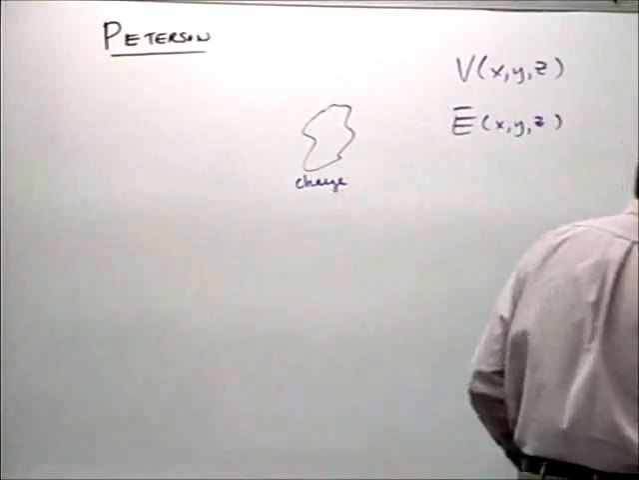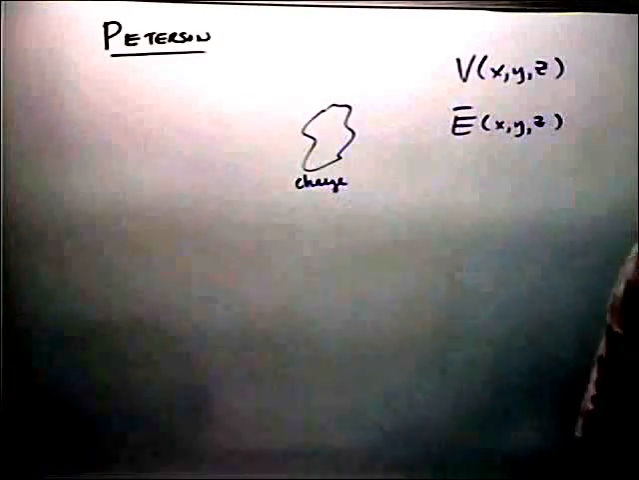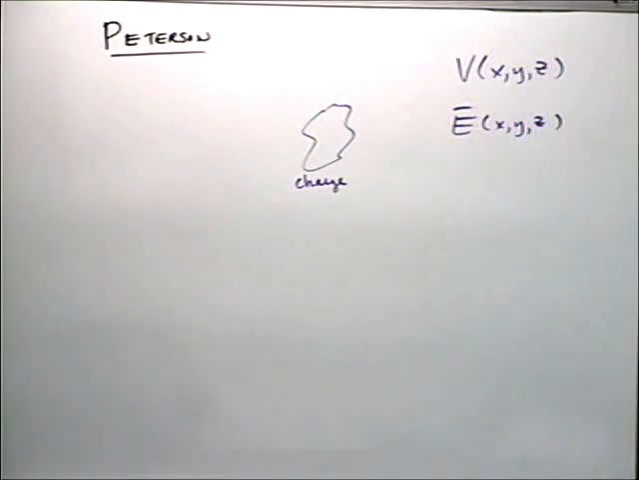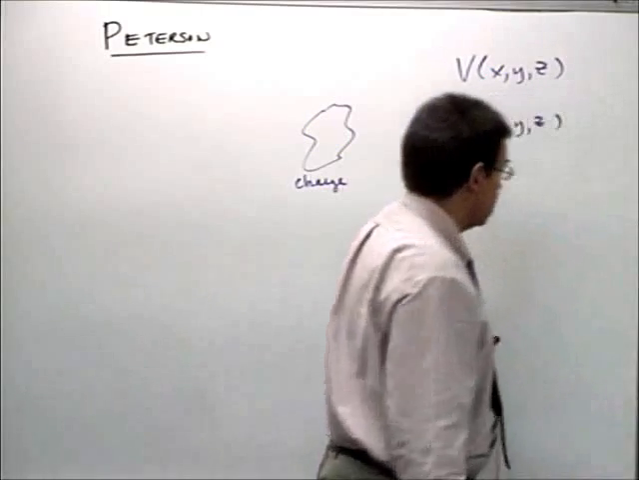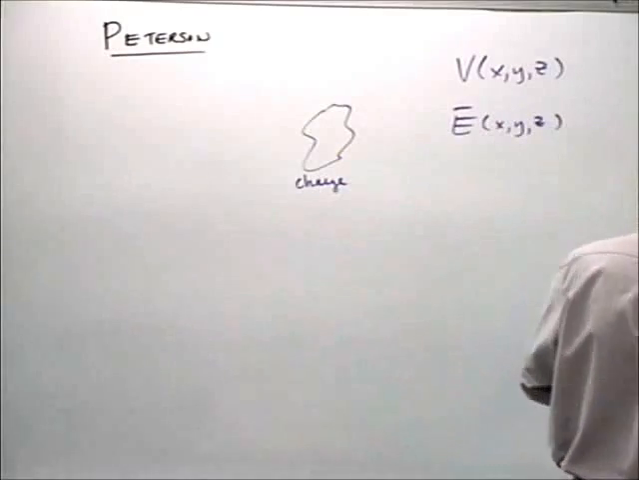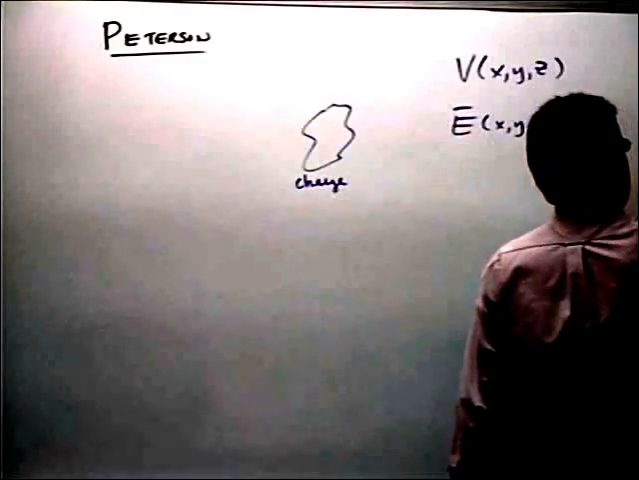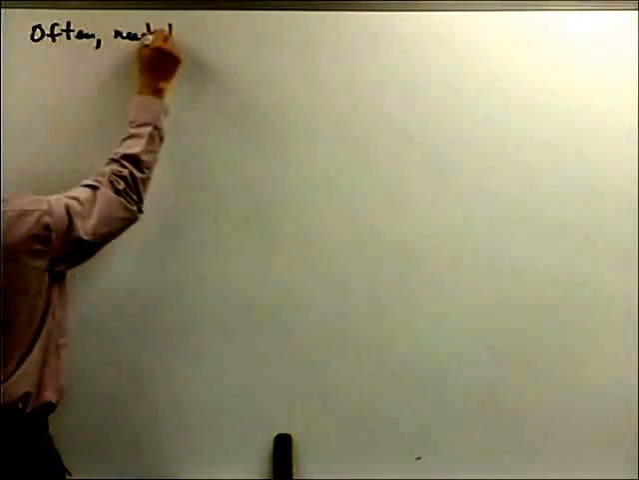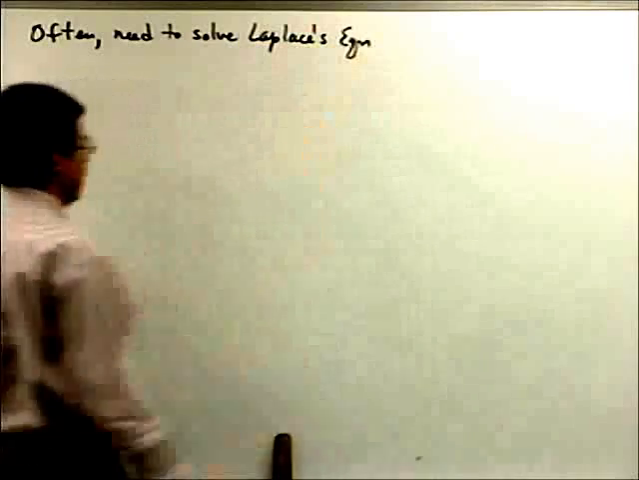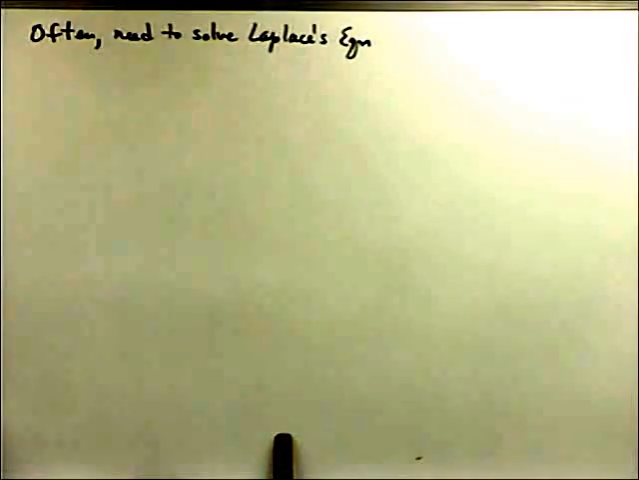Now, in a lot of situations, when we have to work with voltage, it basically comes down to going back to Laplace's equation. We basically want to just solve Laplace's equation to try to solve these problems. So often we need to solve Laplace's equation. This is a partial differential equation, second order. We also have to have some boundary conditions to get a unique solution out of that.